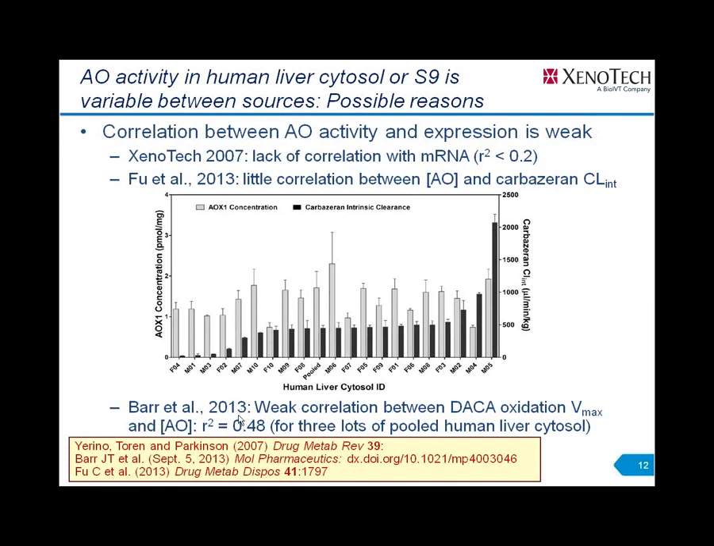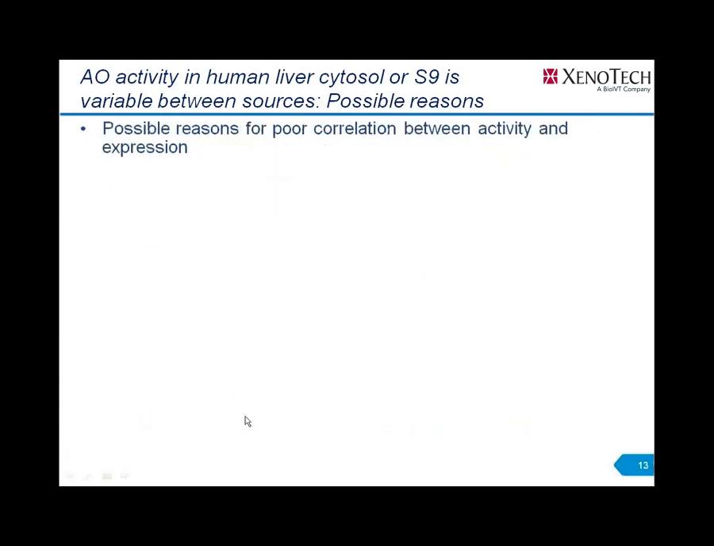oxidase content with an R-squared value of 0.48. But again, this is for 3 lots of pooled human liver cytosol. So typically you wouldn't expect to see even that much variability across pooled products from the same vendor.